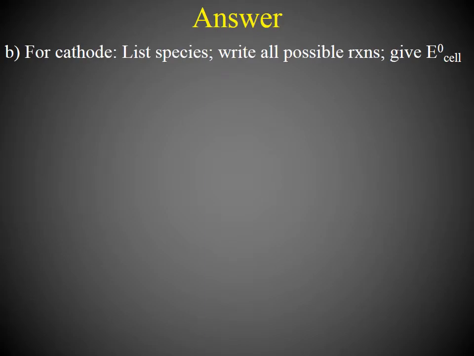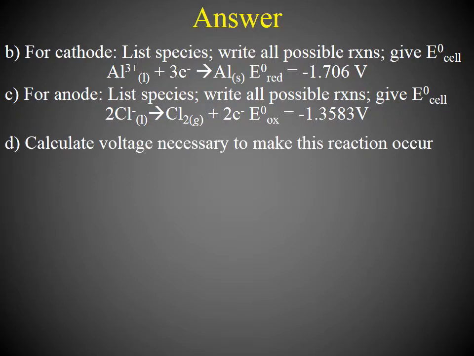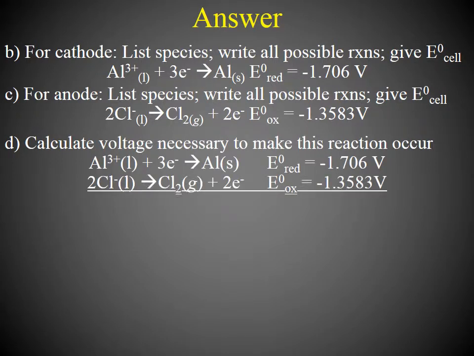Okay, next. Need to list all the possible reactions that would occur at the cathode. There's only one possible one: aluminum ion going to aluminum, the reduction of the aluminum ion. At the anode, all I could have occurring is the oxidation of the chloride ion. And now I will calculate the voltage necessary to make the reaction occur simply by adding those two reaction voltages, and I come up with negative 3.064 volts for the voltage necessary to make the reaction run.